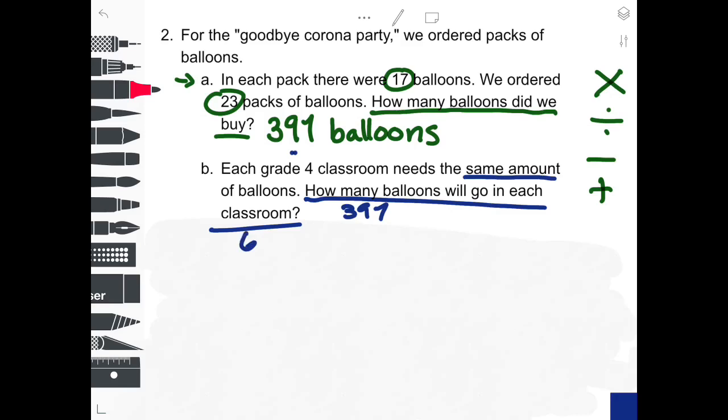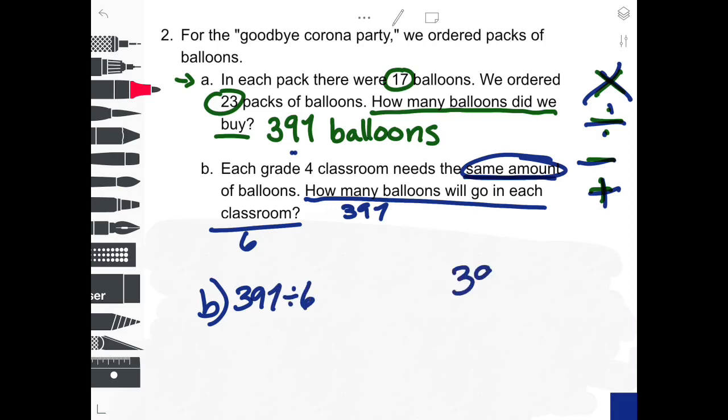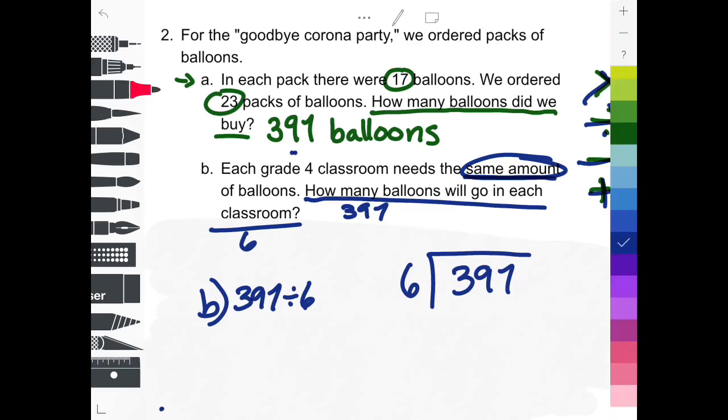Well, how many grade 4 classrooms are there? There's 6. So think about, which operation do I need to use? It is going to be division because it's the same amount. So I have 391 divided by 6. Again, I'm going to do the American way. All right, so the first step is to figure out how many 6's go into 3.